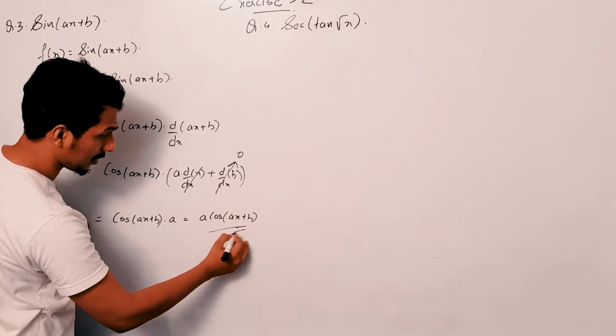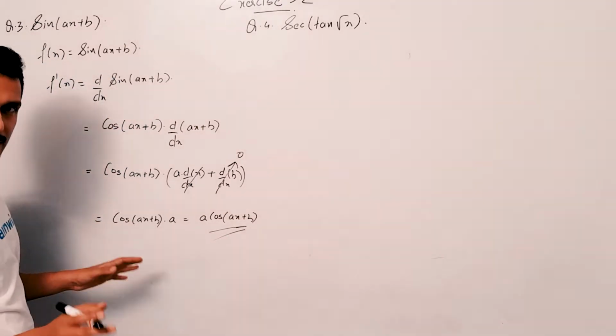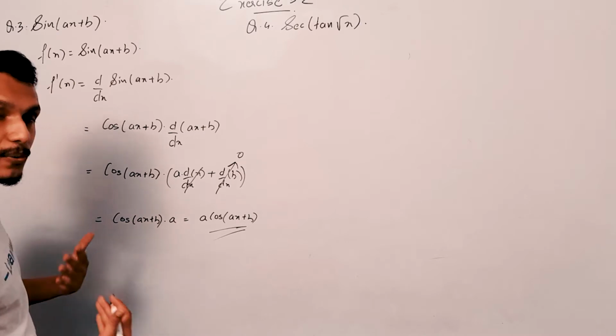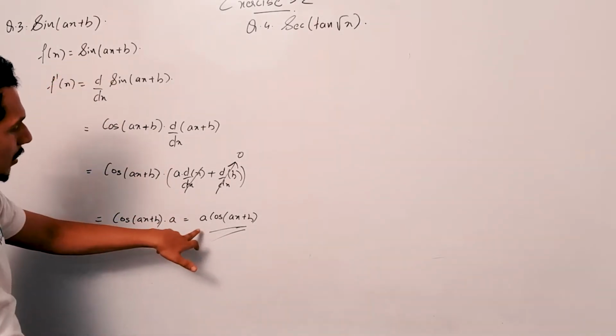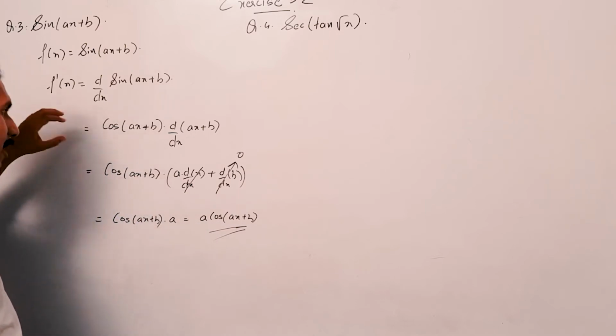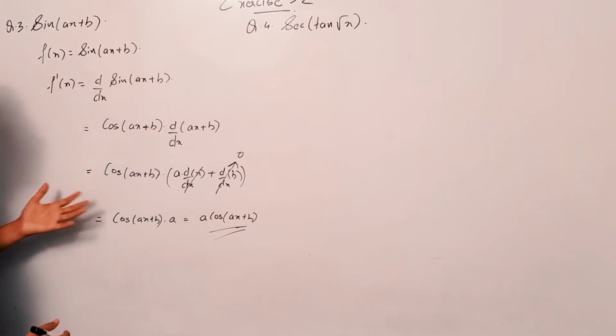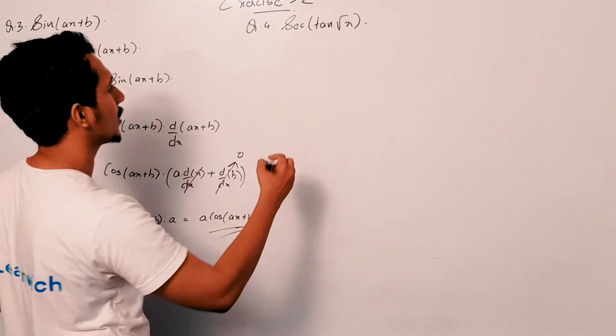ax plus b. Here, these questions will not be asked in your exam. This is only for you to understand how derivatives work. Okay, you can directly look at this and tell the answer is a cos ax plus b. But right now, we will be applying all the steps and getting the answer. Similarly, here is question number 4.